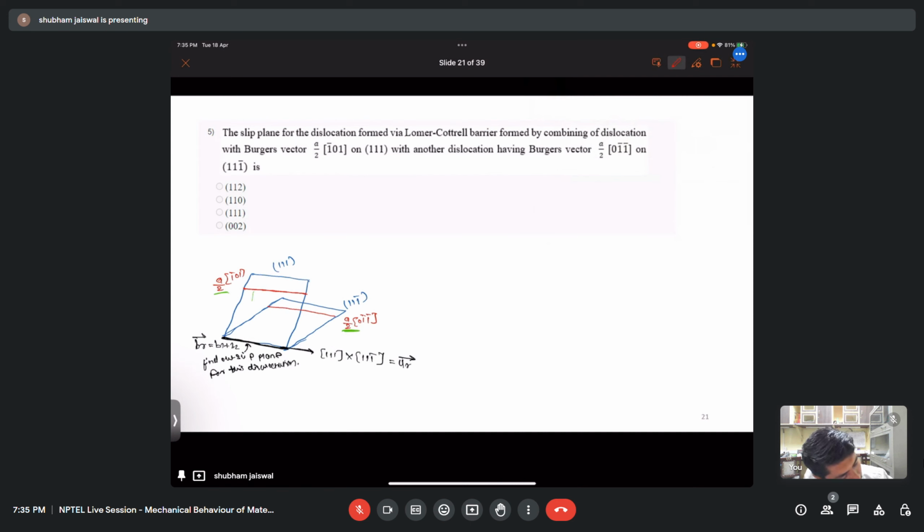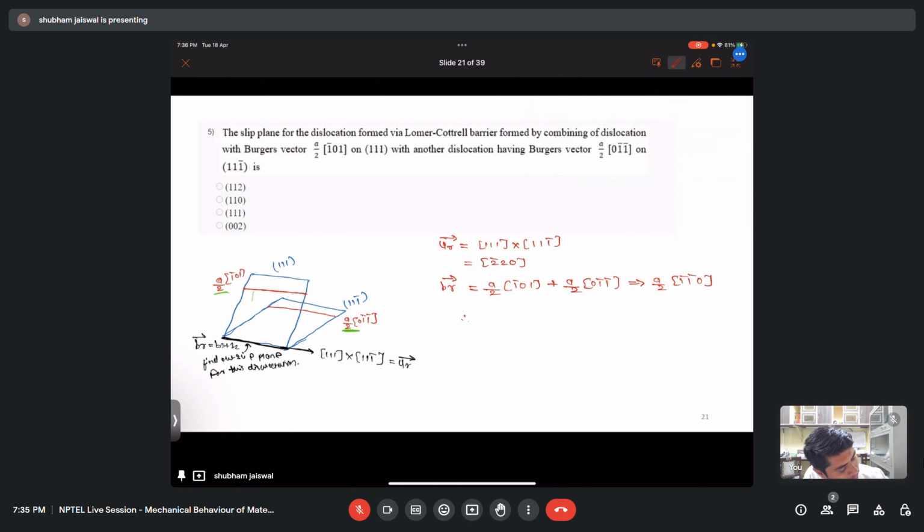So here we have the line vector as 1 1 1 cross 1 1 1 bar. If we take its cross product, we will get somewhere around 2 bar 2 0. And the Burgers vector, that is the summation of these two, is a by 2 1 bar 0 1 plus a by 2 0 1 bar 1 bar. So we'll get it as a by 2 1 bar 1 bar 0.